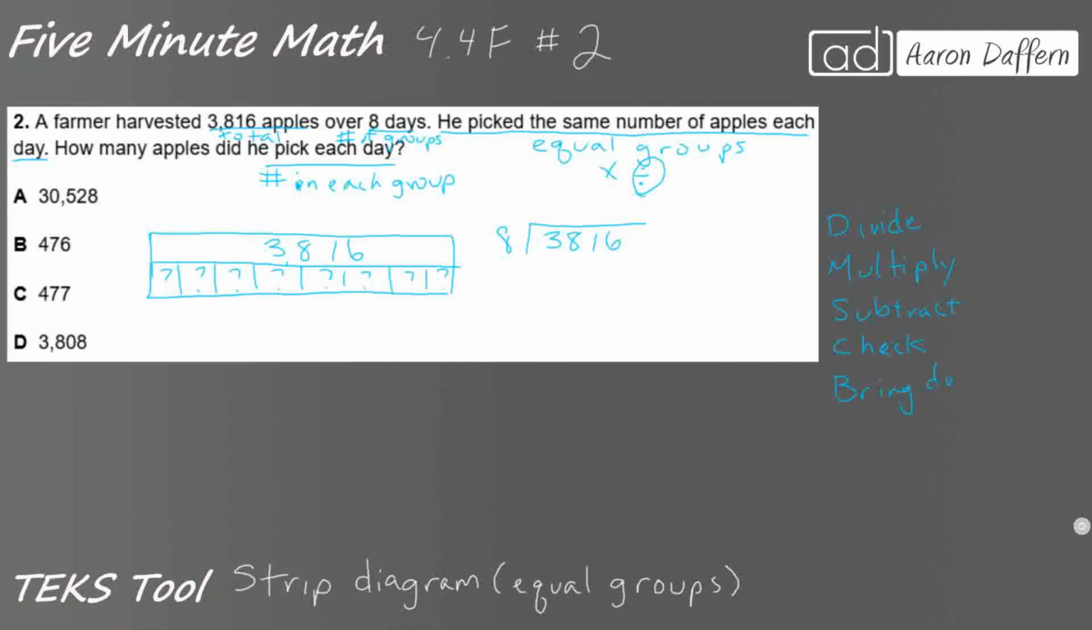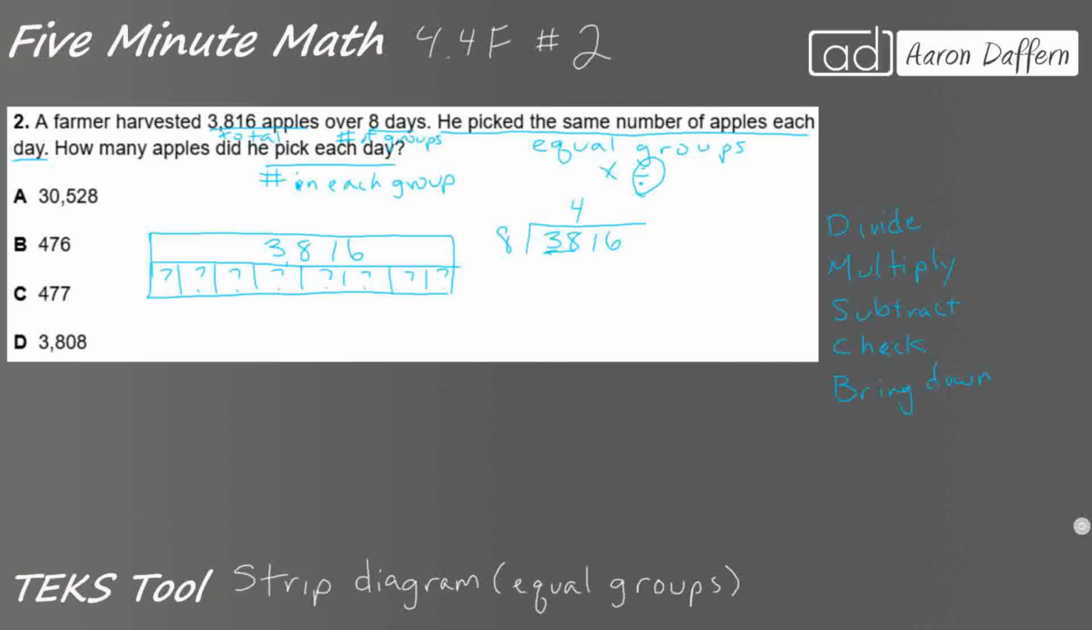All right, so let's divide first. We start with our divisor and we go one digit at a time. Can 8 go into 3? Nope. Can 8 go into 38? Yes, so let's use that. And we're going to ignore the 16 for now. How many times can 8 go into 38 without going over? Well, 8 times 4 is going to be 32. 8 times 5 is 40, a little bit too big.